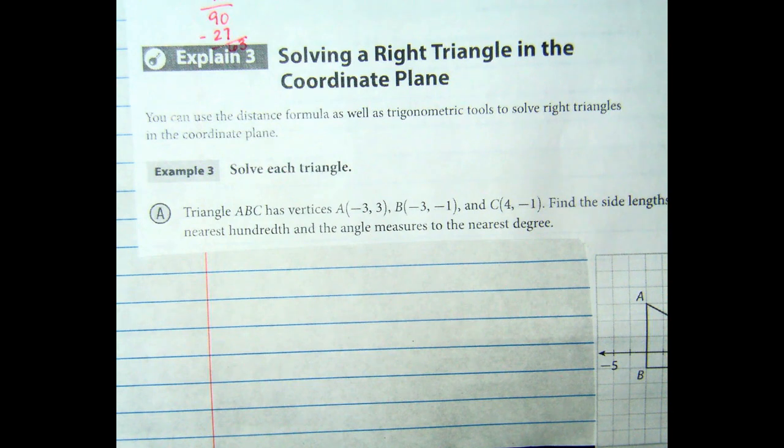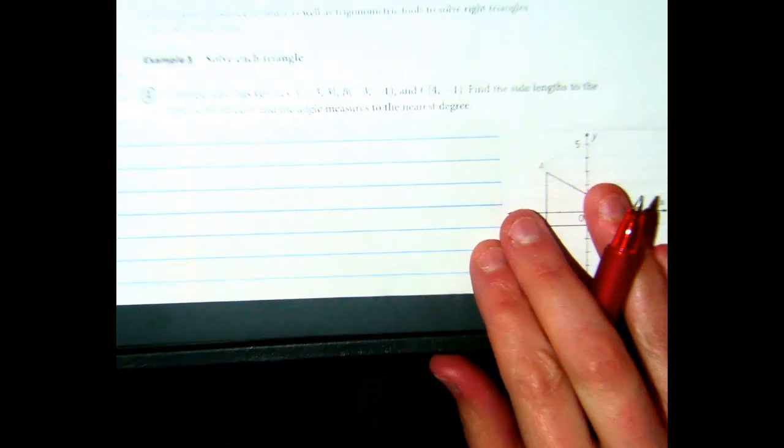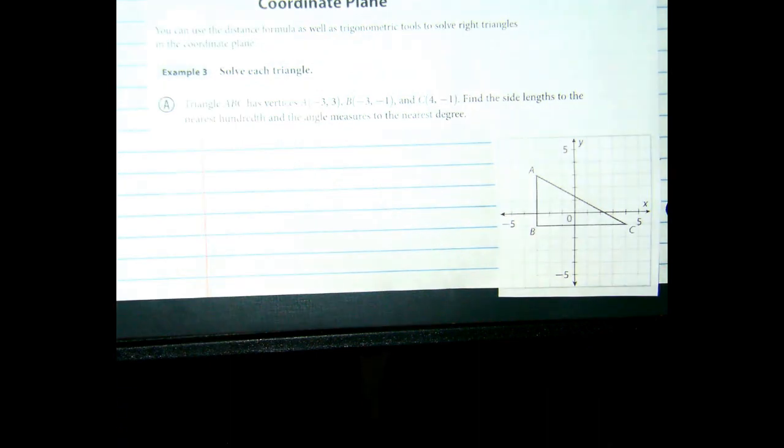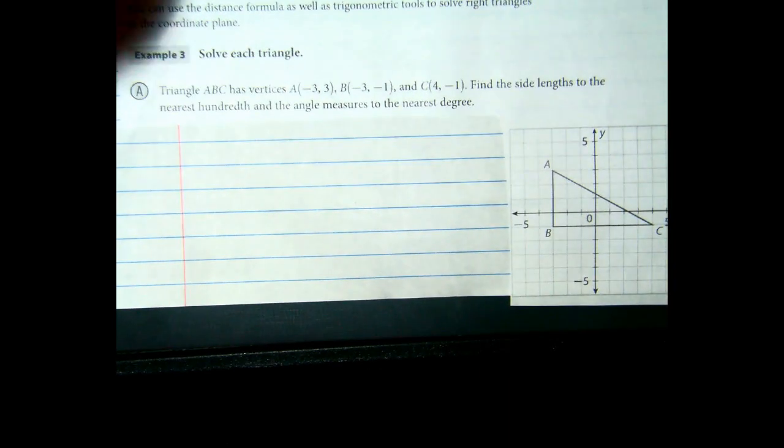Alright, solving a right triangle on the coordinate plane works very similarly, except we are going to be lucky, and we are going to be able to use Pythagorean Theorem to find certain things. We are not given anything but the vertices of this triangle, and it's pictured graphed out here.